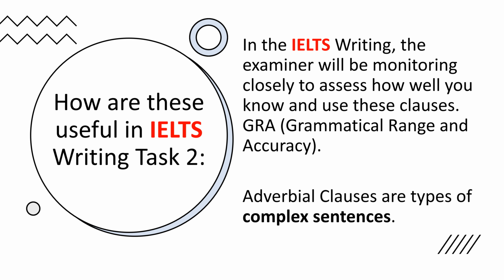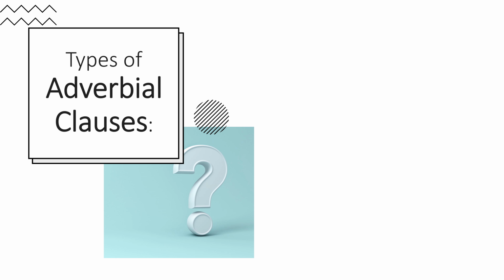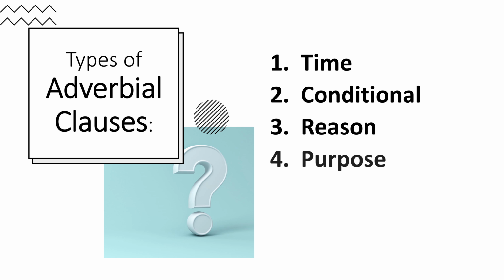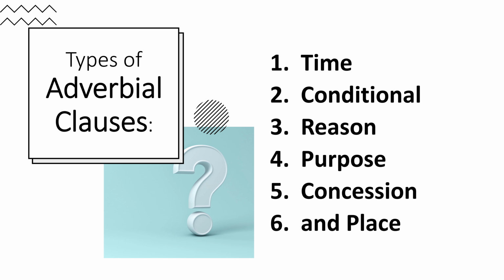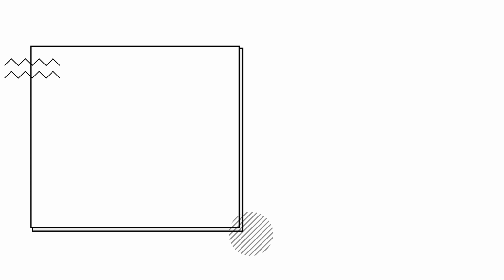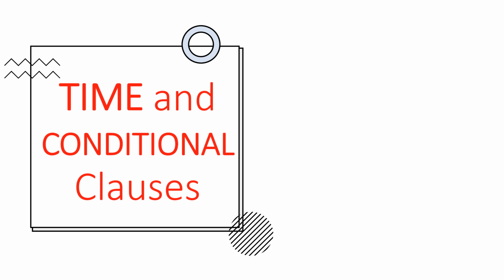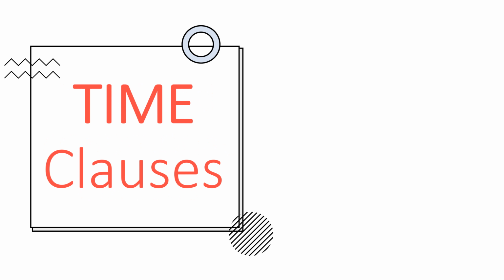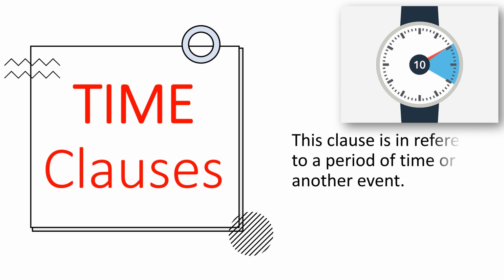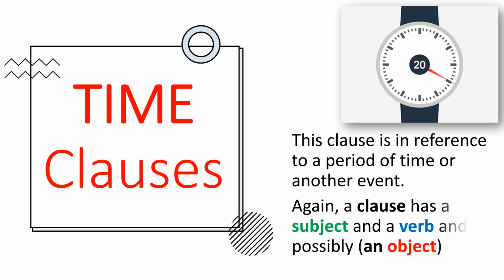Adverbial clauses are types of complex sentences. Now, these are the 6 types of adverbial clauses. We have here time, condition, reason, purpose, concession, and place. Now, let's start with adverbial clause time. This clause is actually in reference to a period of time or another event. Now again, a clause has a subject and a verb and possibly an object.